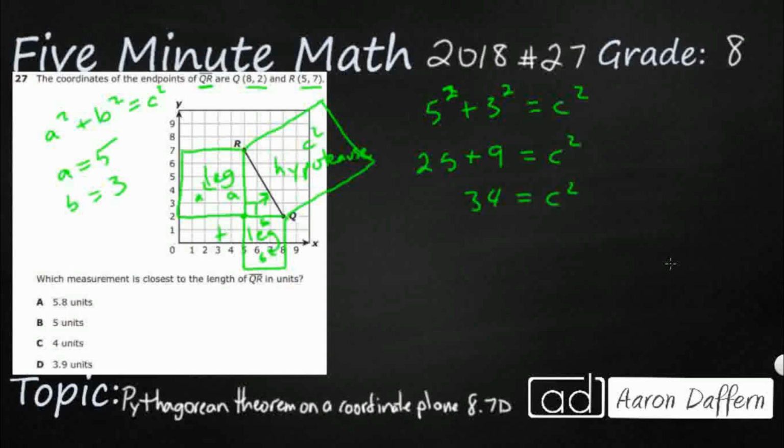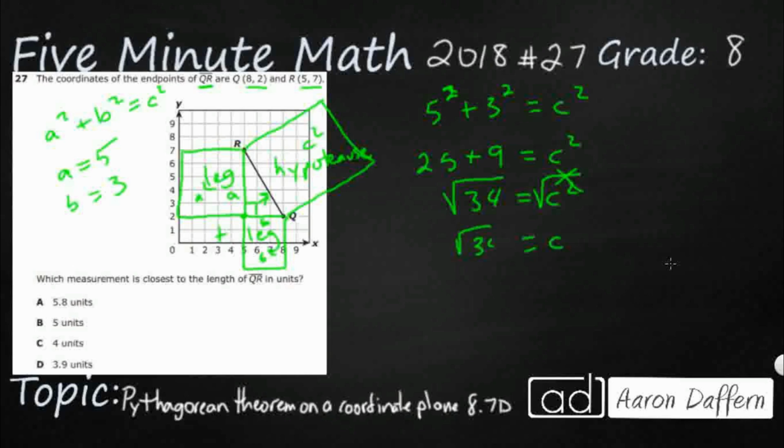Now we're not done. Even if we thought we were done, obviously there's nothing really close to that, but it's because we have this exponent here. And in order to get rid of an exponent, we need to use the inverse operation, which happens to be a root. So since it is c squared, we're going to take the square root, and that will actually cancel itself out. So c equals the square root of 34.